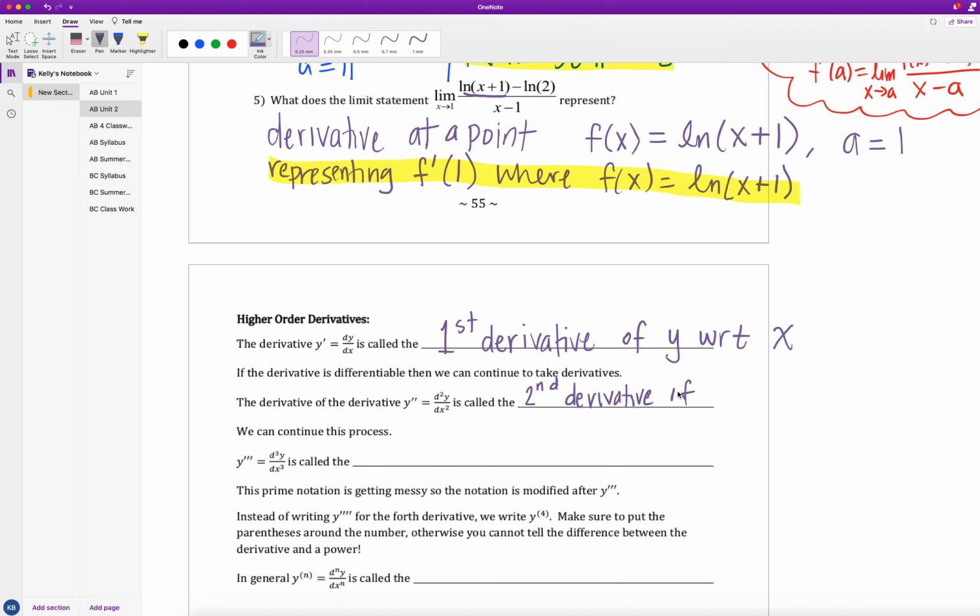So y double prime, or our second derivative of y with respect to x. And the reason the 2 is on the d on top is because it's the second derivative, but both times it's taken with respect to x, so that's why the square is on the x in the denominator. We can continue this process. You can probably guess that if I have y triple prime, that is going to give me the third derivative of y with respect to x.